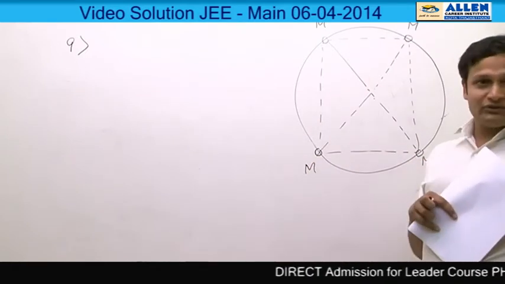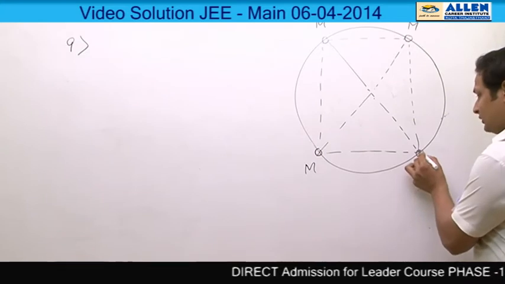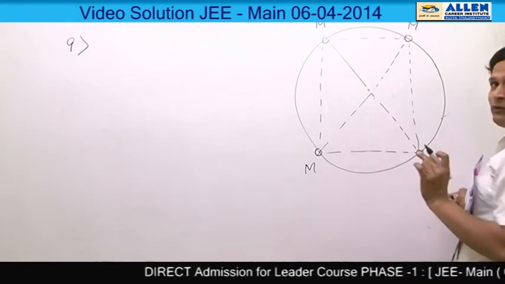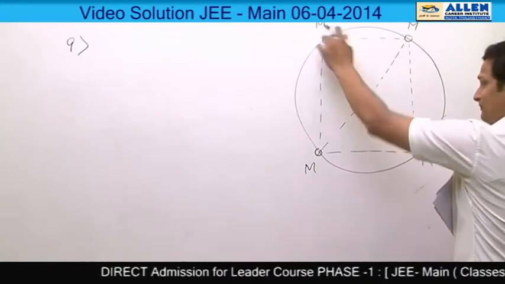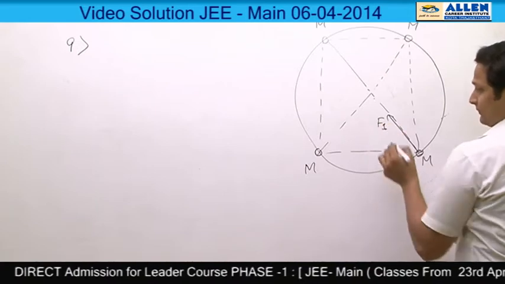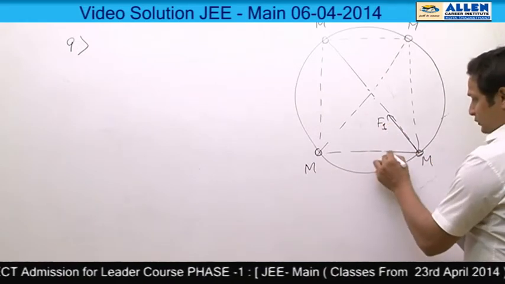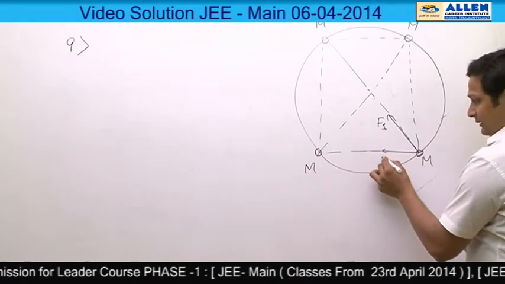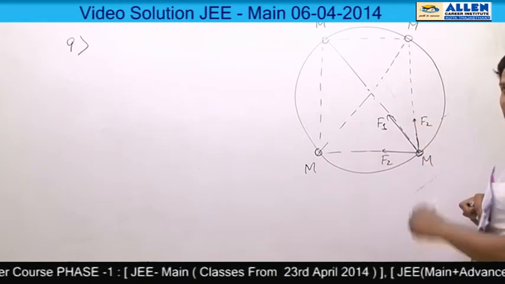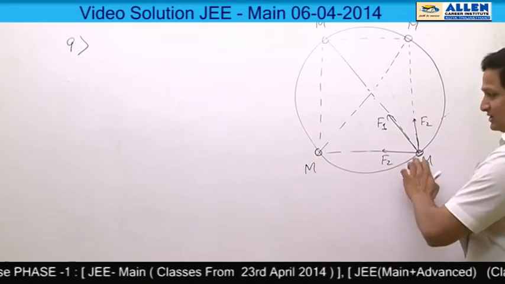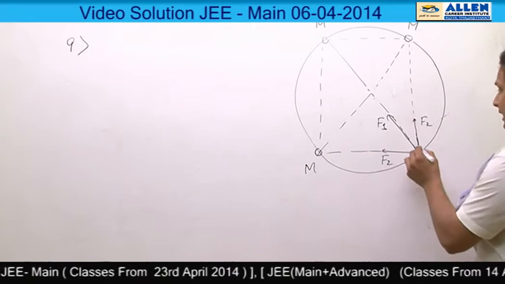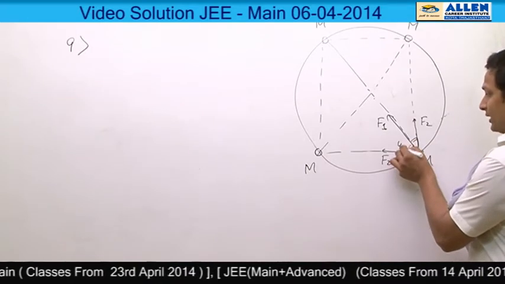So we will focus on a single particle. Let's say we are focusing on this particle. A gravitational force will act on this particle due to this mass capital M, that is, let's say F1, and due to this particle, that is F2, and another F2 in the upward direction. Since mass is the same and distance is the same, this force and this force are equal in magnitude. And this angle, we know, is 45 degrees.